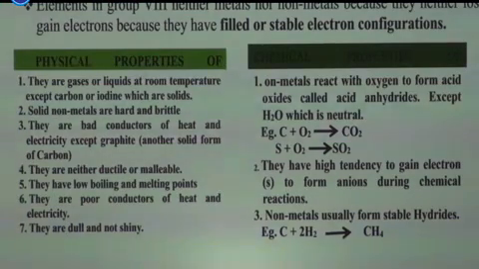Now let's take a look at the chemical properties of non-metals. One of the chemical properties of non-metals is that they react with oxygen to form acidic oxides called acid anhydrides. Except for what? Water. Of course, hydrogen has a large proportion of a non-metallic property. So when it combines with oxygen, it's going to form a particular oxide which is actually neutral. So it's not having any form of acidic property as in the case of the other non-metals.